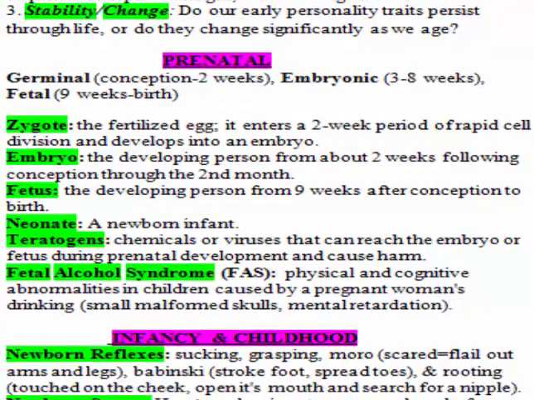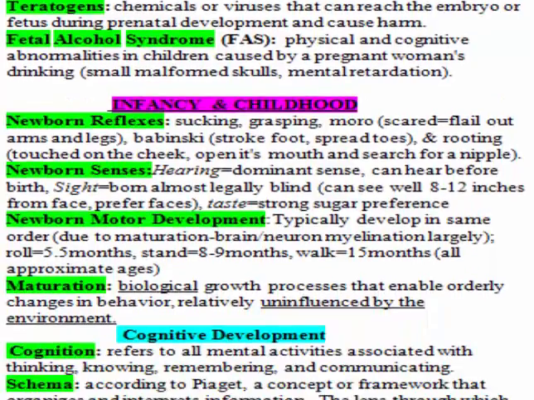We move from that into infancy and childhood. Remember that newborn reflexes are those things that they're born being able to do. So those include sucking, grasping, Moro, Babinski, and rooting. Rooting is probably the one you're most likely to see. The newborn senses, remember that they are able to do all of these things when they're born, but sight is probably the one that is not the greatest. They're born almost legally blind, and they can see about a foot away from their face.